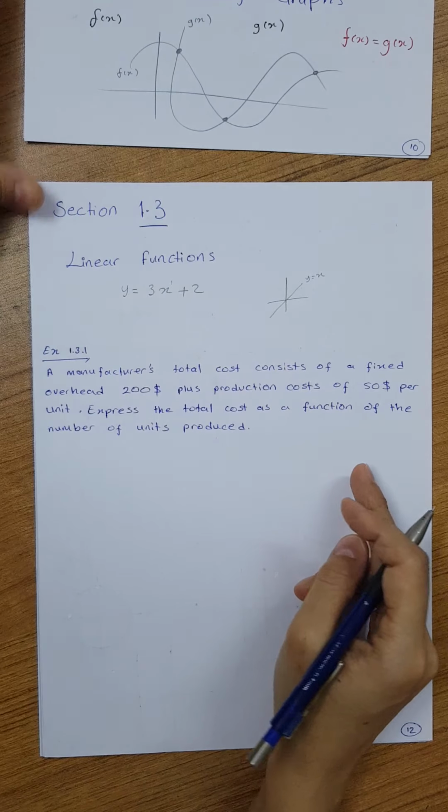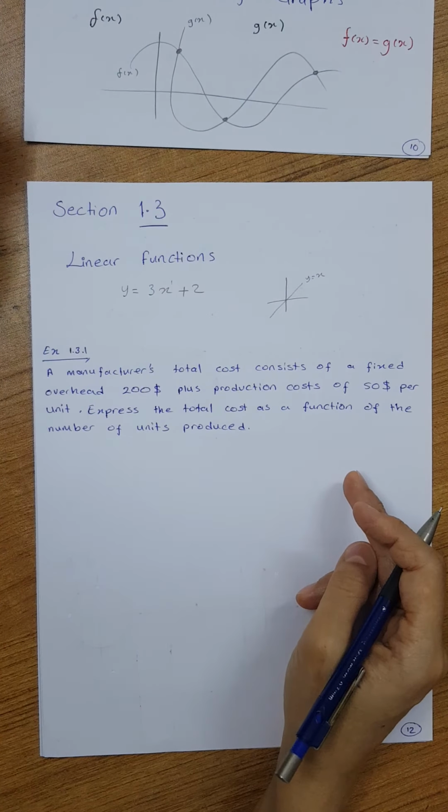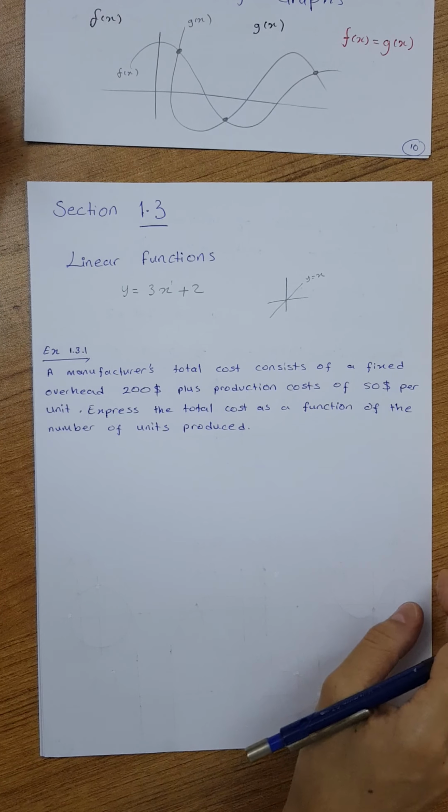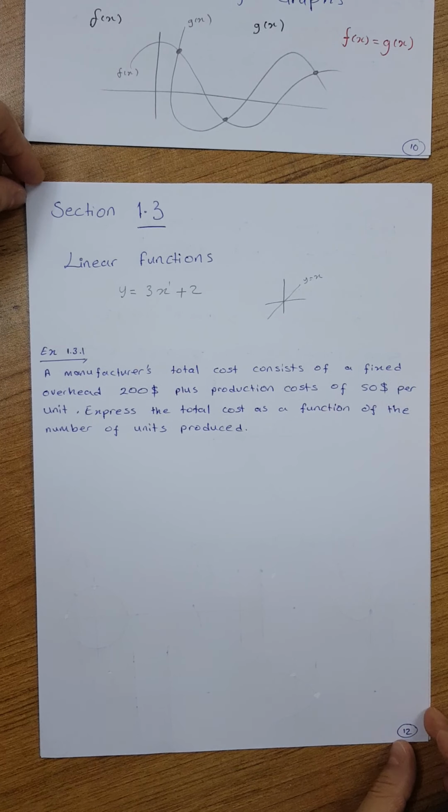If that one is a positive number, it goes up 2 units. If that one is a negative number, it comes down 2 units. You're already familiar with those sketches and linear functions. We have got the first example. It's a word problem. We have to analyze it as we said.